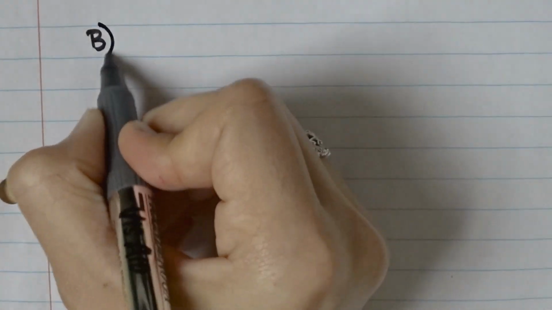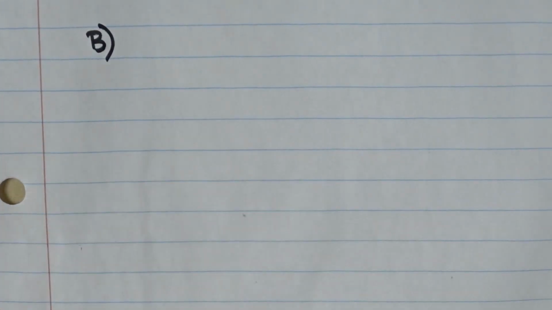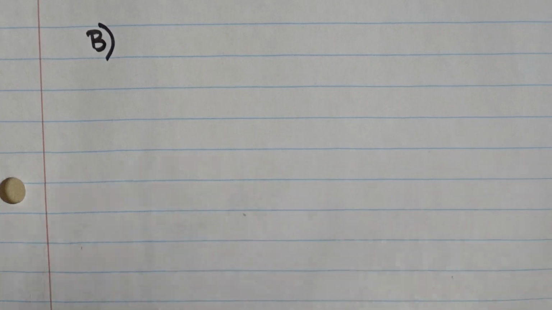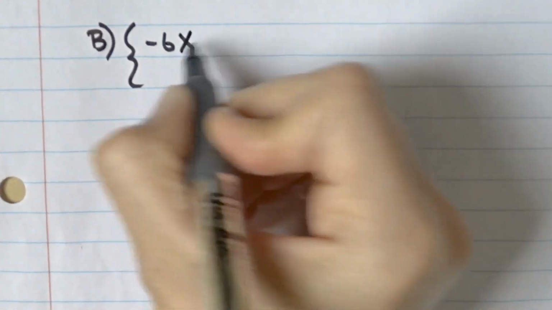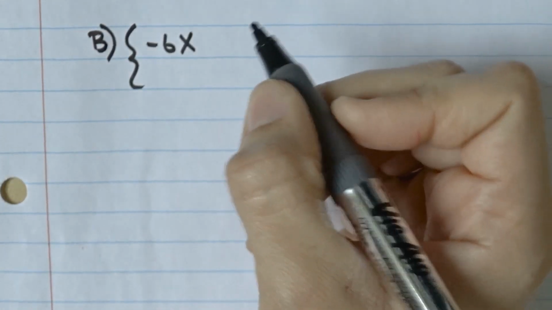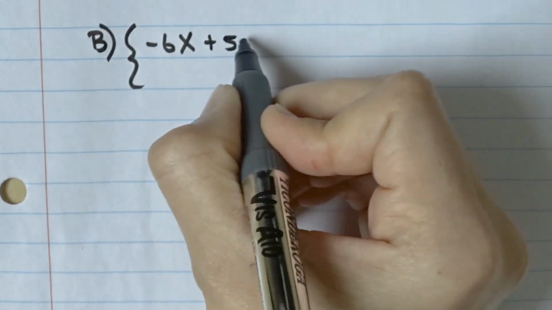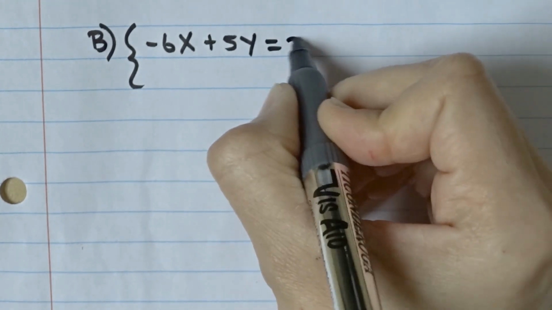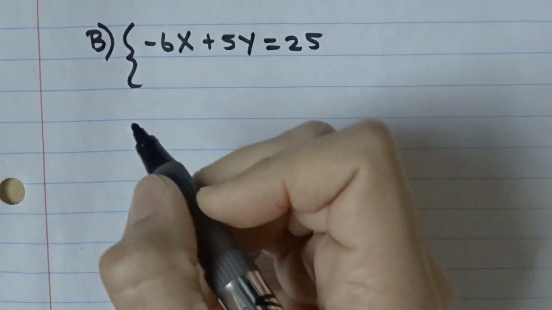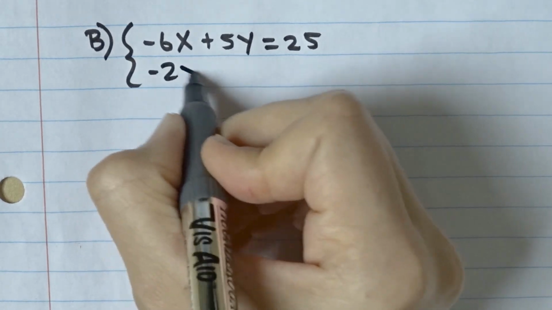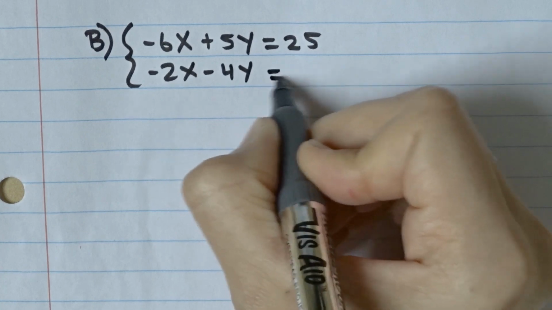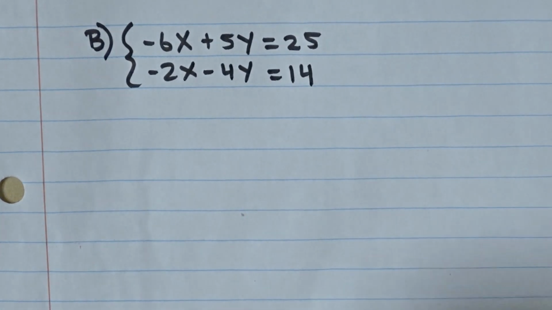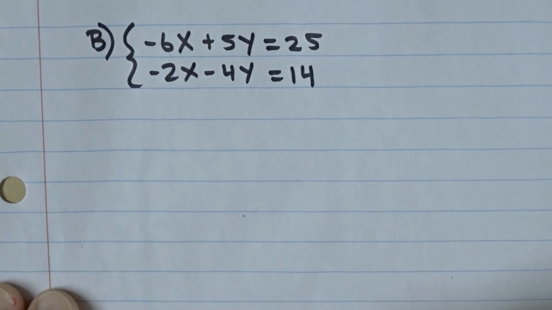Alright, so let's look at example 2b. And 2b says to solve negative 6x plus 5y equals 25, and negative 2x minus 4y equals 14. Right, so now when we're trying to solve this problem, we again want to try to find our 0.